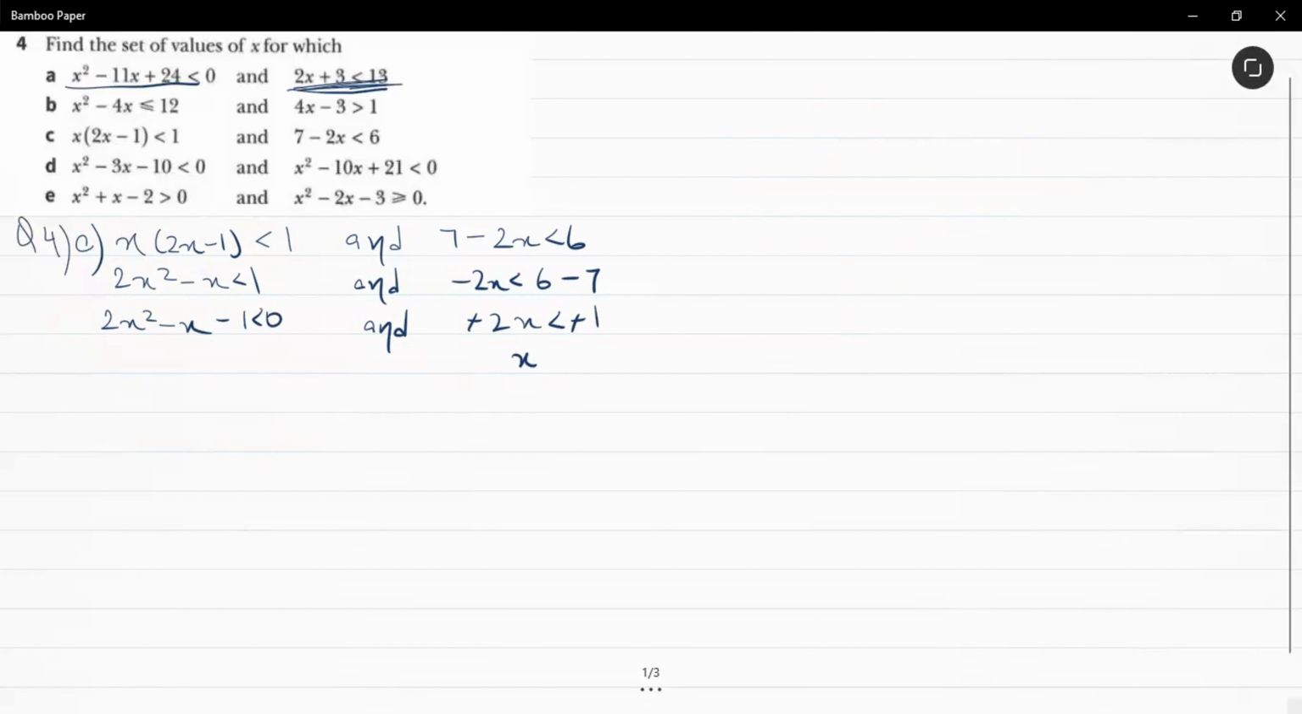So 2x is less than 1 at this point, but it's now going to be greater than 1, because we have divided both sides by negative 1. So it's going to further simplify into x is greater than positive 1 upon 2.